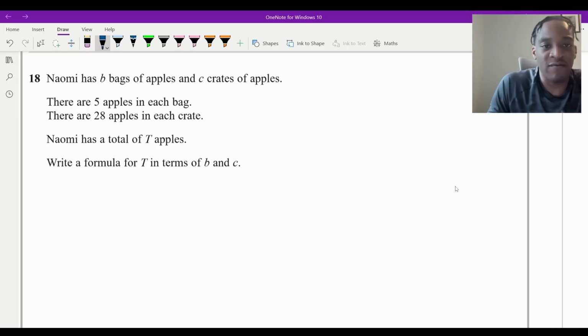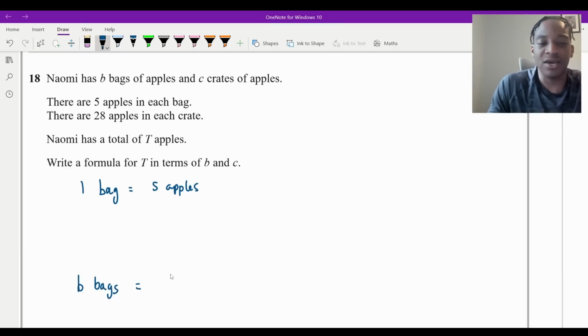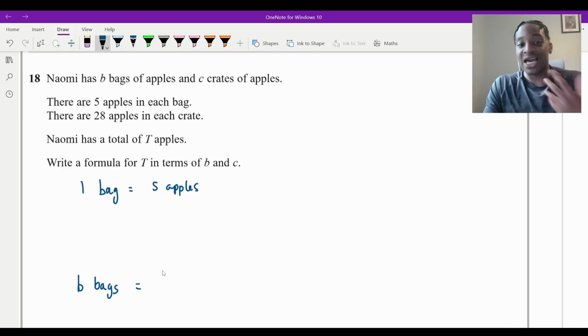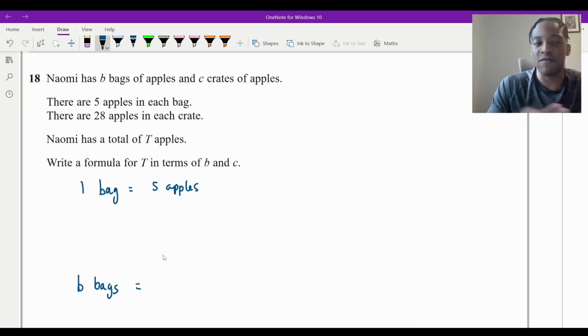So what I would do is, well, we've got 2 types of bags or crates, right? Now, firstly, if I start with the bags, right, what do we know? They've told us that for every bag, so 1 bag, we know that there are 5 apples. Now, apparently, Naomi has B bags. So I'm just going to write B bags all the way down here. Now, this letter B can be a bit confusing, right? What I like to do is use examples just to see if I can formulate some sort of pattern.